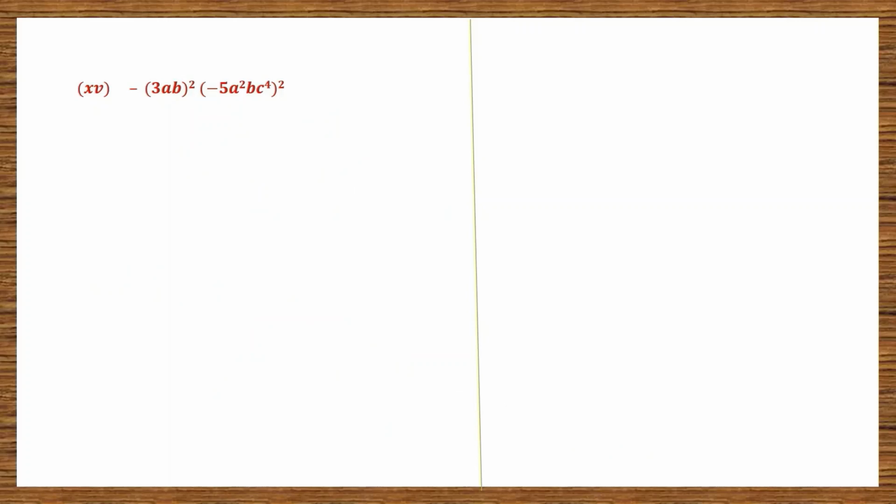Here again we have minus 3ab the whole square into minus 5a square b c to the power of 4, the whole thing square. So now we're going to try and open the brackets. Let's do this very carefully. Now the minus sign is in front of the bracket, we'll leave it as it is. Now let's look at each digit inside this. So 3ab the whole square means 3 square into a square into b square. So let's write that. So that will be 3 square into a square into b square, the whole thing into.